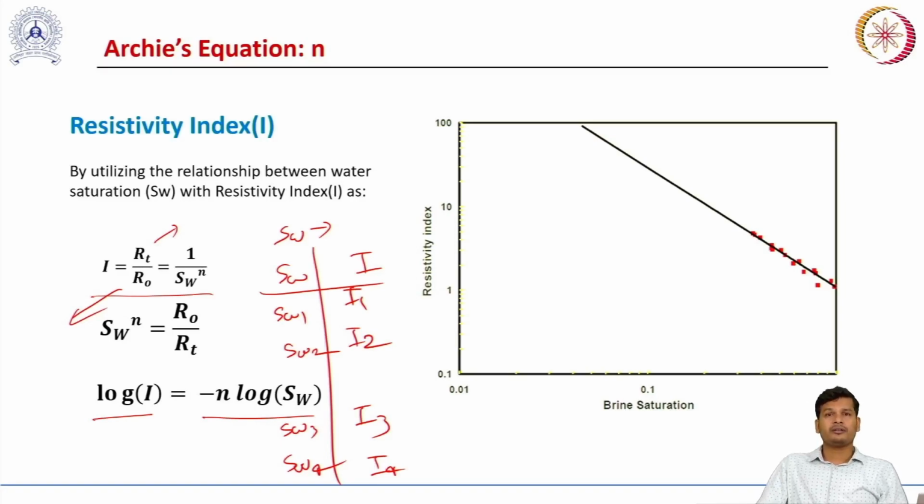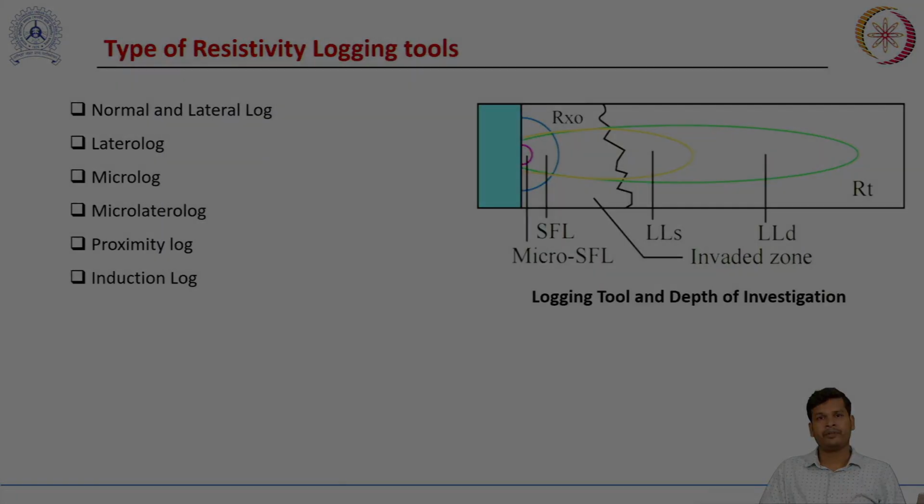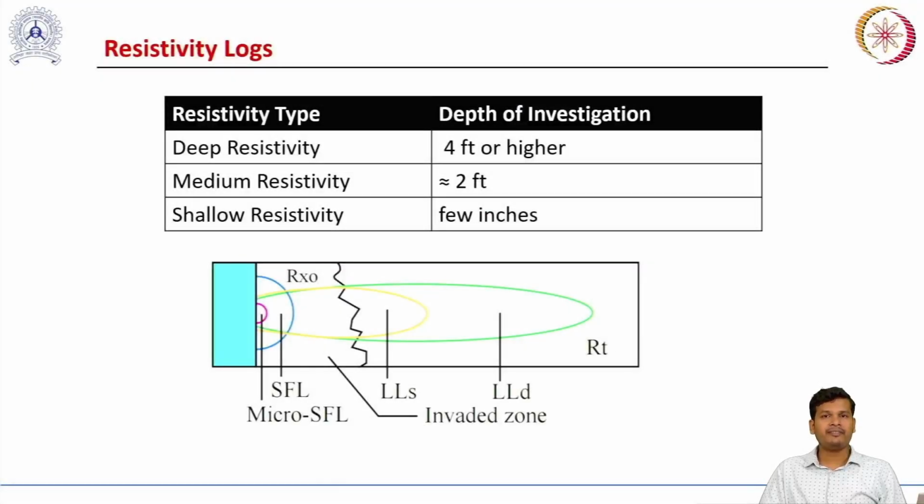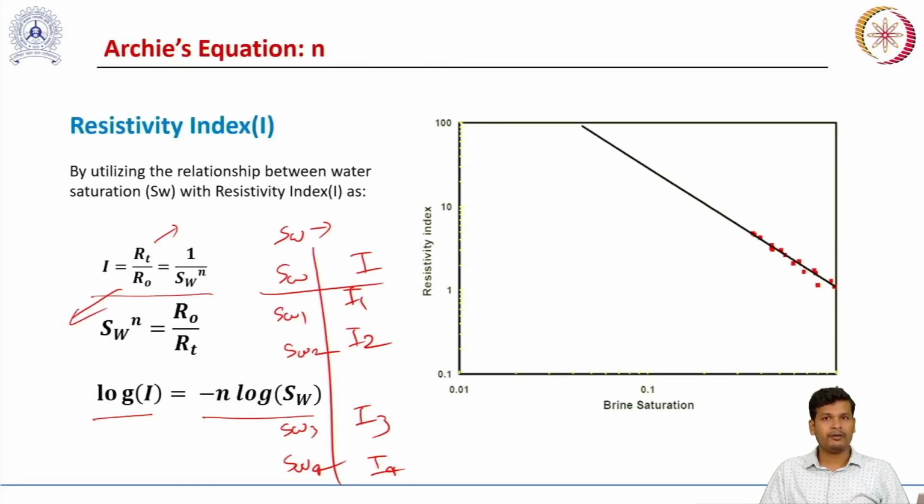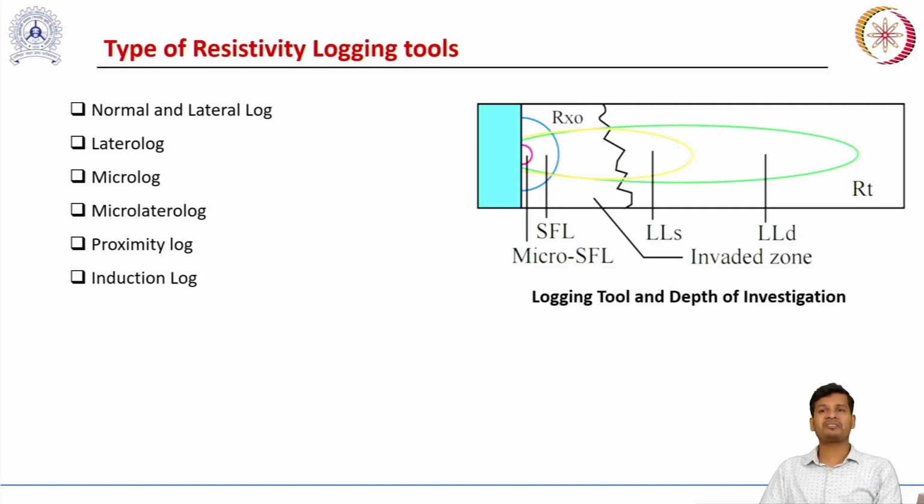So these equations will be used to calculate the water saturation from the resistivity log data. Now we have discussed some of the applications of resistivity logs. Now we move on to the different types of logging tools and what they record.